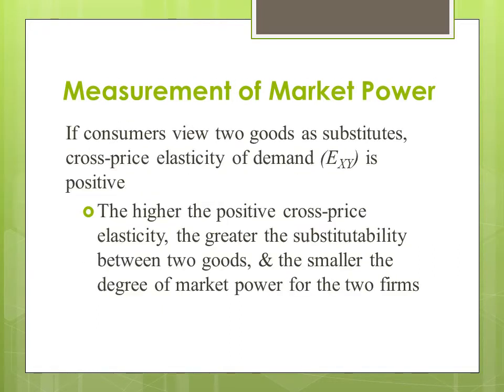If consumers view two goods as substitutes, cross price elasticity of demand is positive. The higher the positive cross price elasticity, the greater the substitutability between the two goods, and the smaller the degree of market power for the two firms. So here is the negative relationship with the cross price elasticity. When the chances of substitutability are greater, then the degree of market power will be smaller.